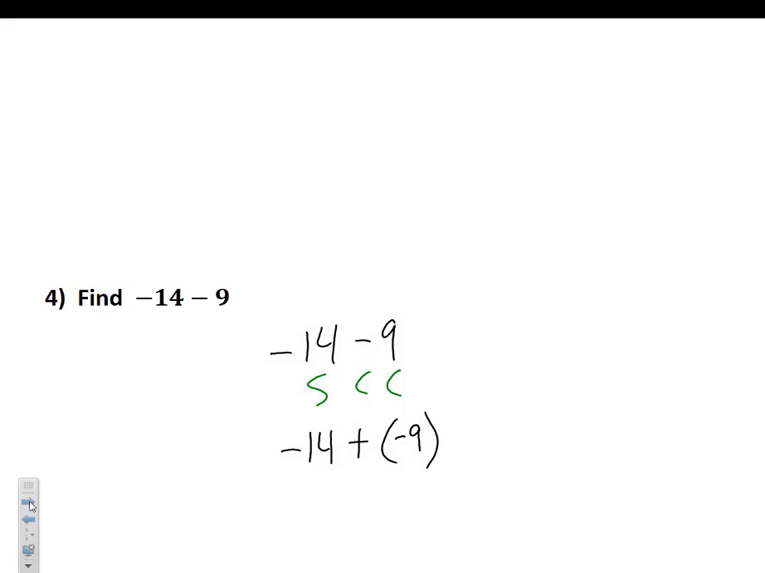And now I recognize I'm adding. Once again, I'm adding with the same sign, add and keep. 14 and 9 is 23. Both are negative, so the answer is negative.